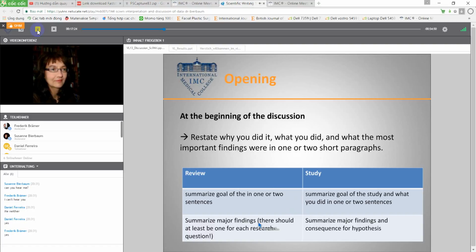Major findings. And there should be at least 1 major finding for each research question. If you don't have that, there's something wrong somewhere. Same here, major findings, not based on the questions, but in relation to your hypothesis, usually, if you don't have questions. Sometimes you do. That varies a little bit. So that's actually pretty straightforward. Why did I want to do it? What did I find? Most important.